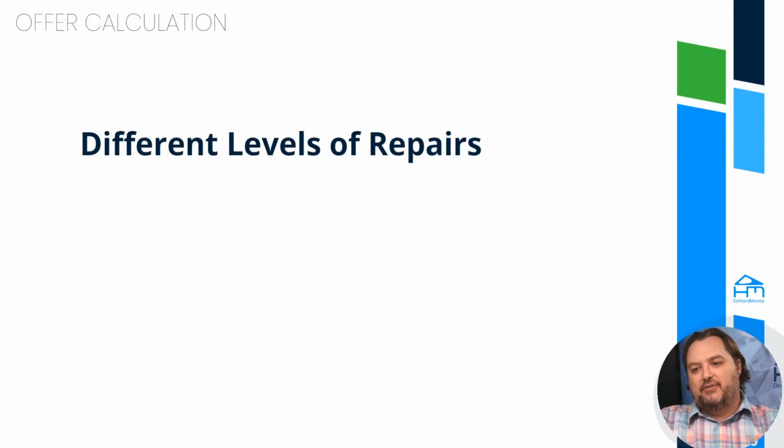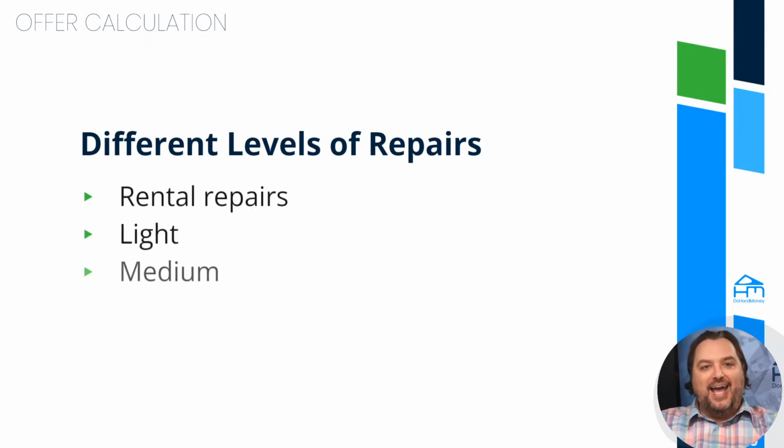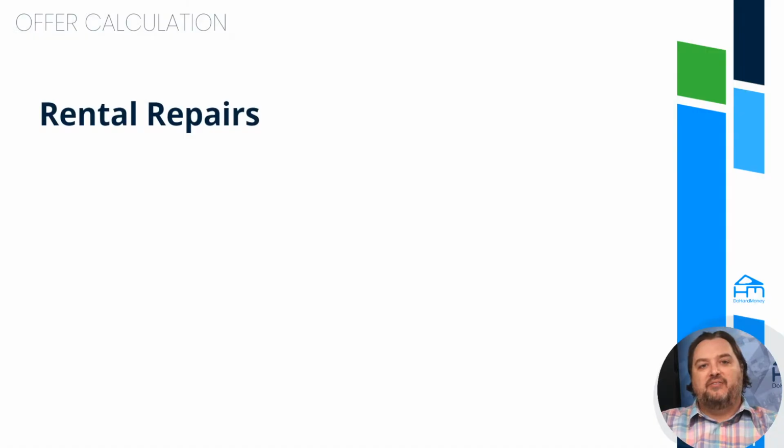But there are different levels of repairs. So what I'm going to do is show you a down and dirty way to look at some repair costs. You are not going to want to use this to close on the property. You're going to want to get contractors' bids, but this will give you an idea of where you're looking at. So I look at this, there's rental repairs, there's light, there's medium, there's heavy. Okay, so I'm going to put light, medium, or heavy.